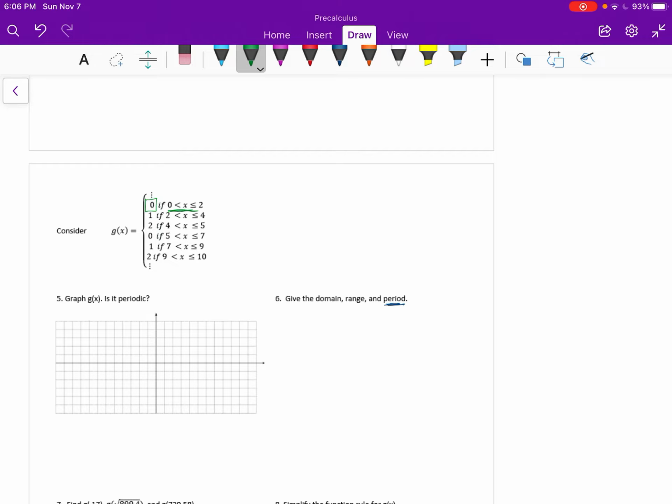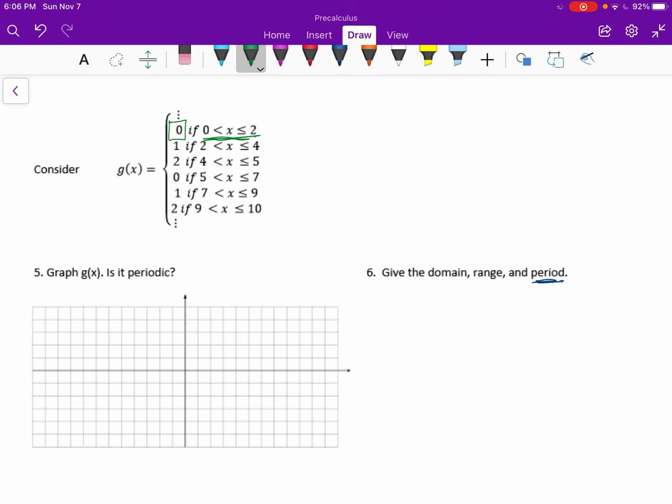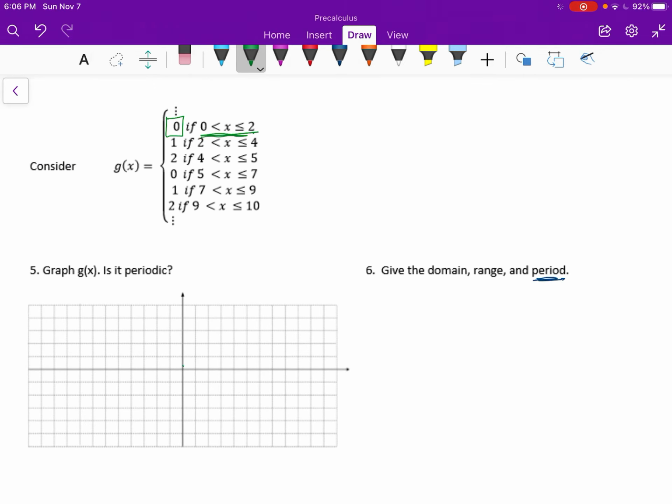So we want our graph to equal 0 between 0 and 2. So we want our graph to equal 0 from 0 to 2. Figure out what we need to do with our circles. Looks like the left is open and the right is closed. Next, we'll go to 1, from 2 to 4. Okay, let's label our graph. This is 0, 1, 2, 3.